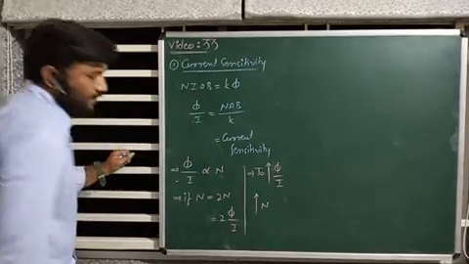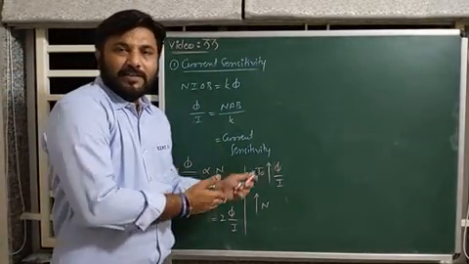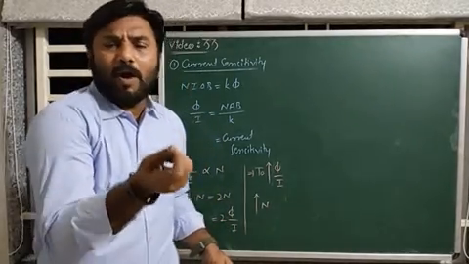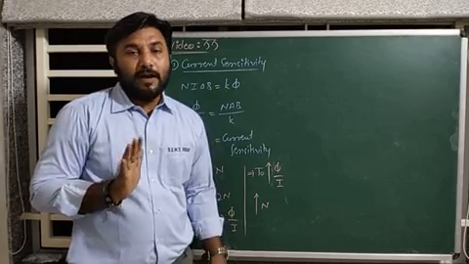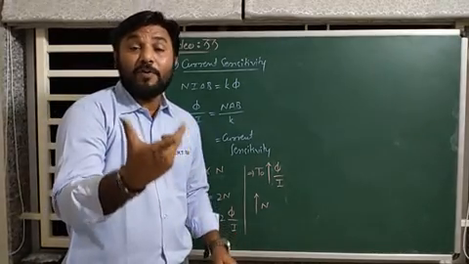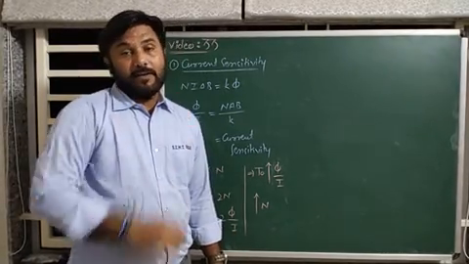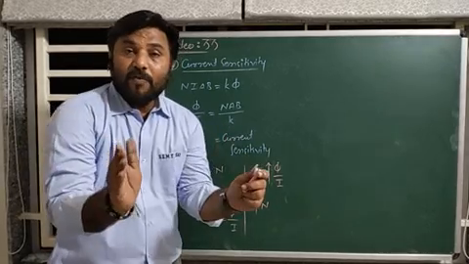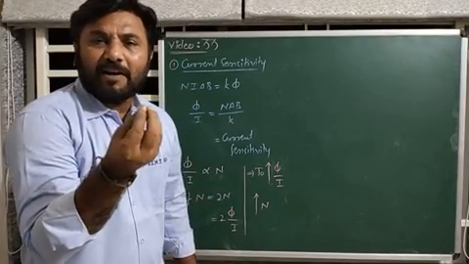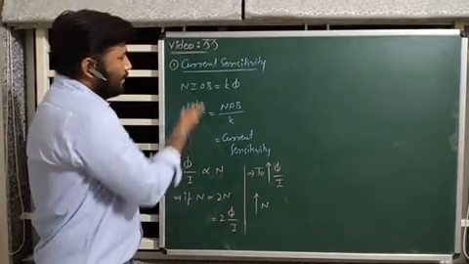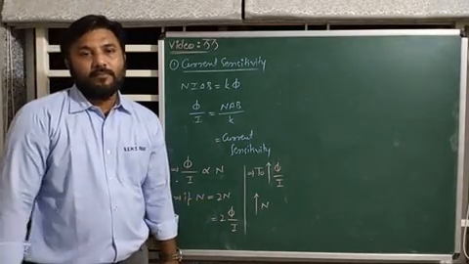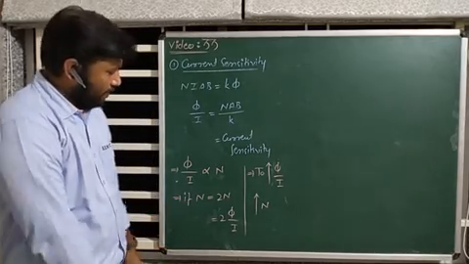number of turns. Means by using this equation, we are constructing a galvanometer to measure a very small amount of electric current, right? And current sensitivity itself shows how sensitive the galvanometer is to measure electric current. Means with the help of a galvanometer, how small an amount of electric current we can measure, that shows current sensitivity. Is it?